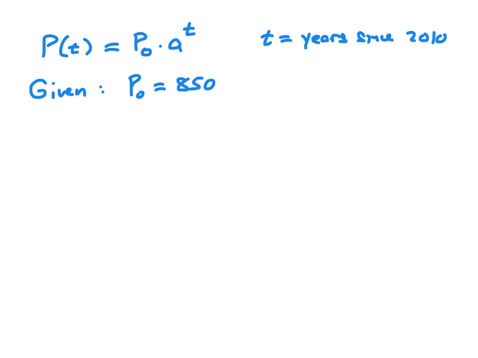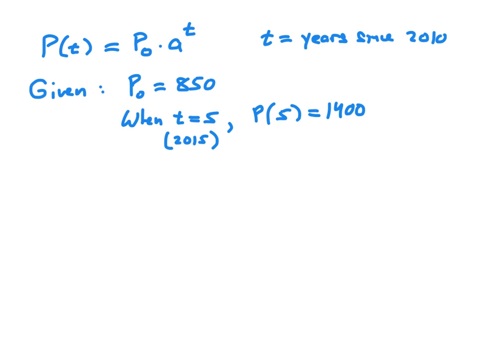The other piece of information that we're given is that when t is equal to 5, and that would be in 2015 under our designation for t, we know that P of t, or P of 5, is going to equal 1,400, because there are 1,400 foxes after 5 years in 2015.